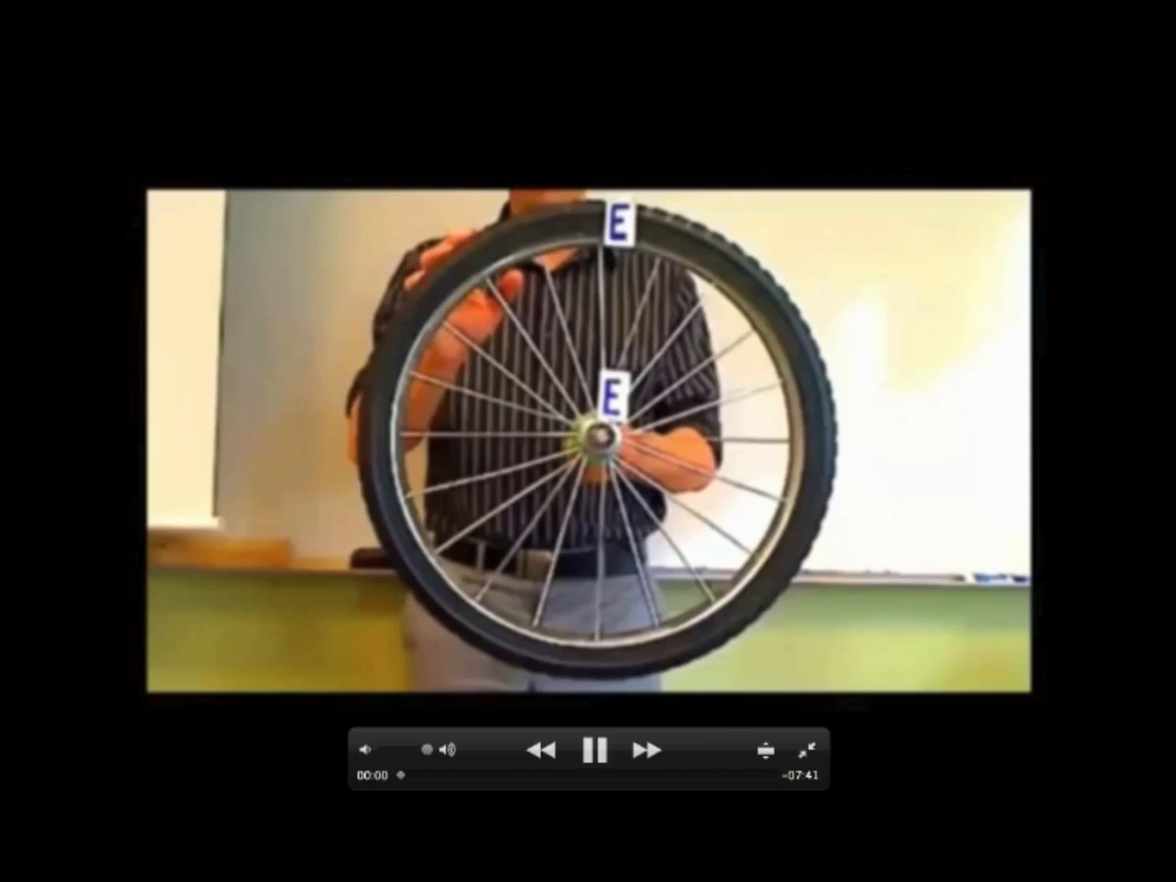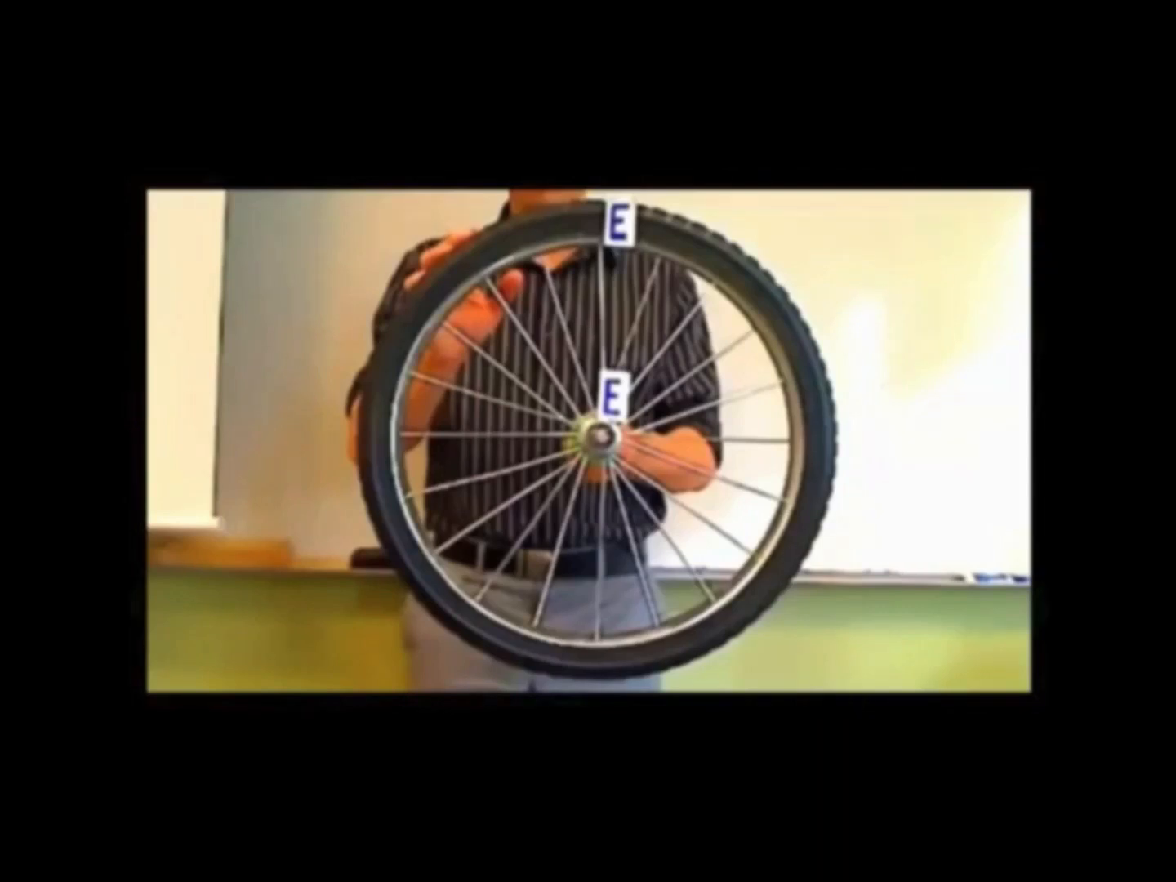Now let's talk about angular velocity, also known as rotational velocity. In this video, we're going to relate tangential and rotational velocity. We're going to begin with a simple demonstration.